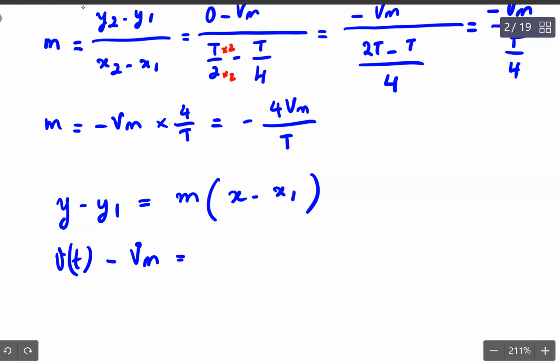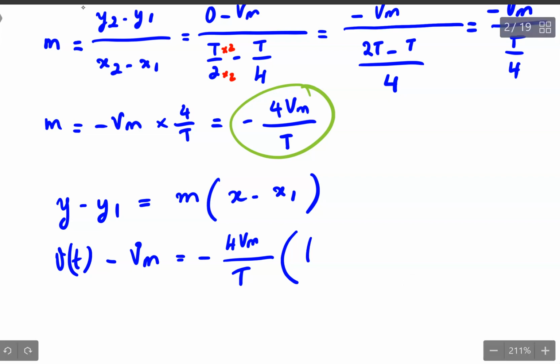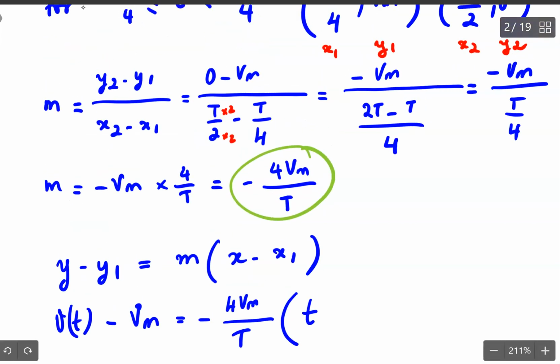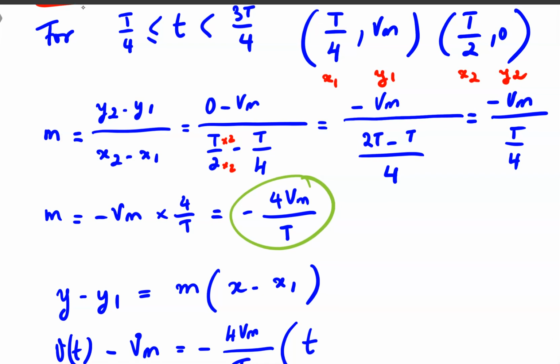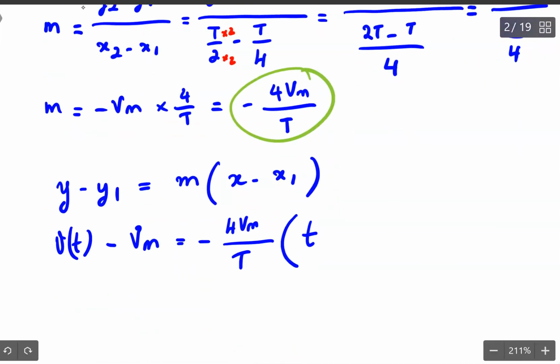Okay, and here I will have the slope, which I just found, negative 4 Vmax divided by period T, and inside the bracket x in this case should be t. And what is the x1 in this case? x1 is actually equal to T over 4. Okay, so there's quite a bit of algebra that we have to be careful with here.